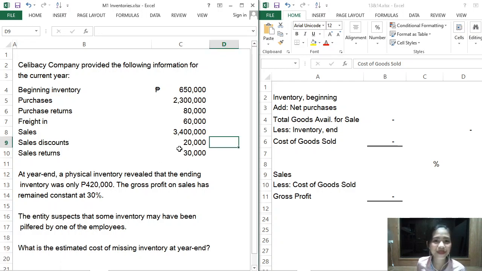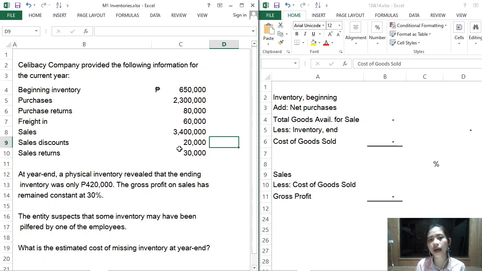Alright, so good day. We already discussed the concept and the nature of the inventory. Specifically, we mentioned how we account for inventories using the periodic and perpetual method, gross and net sales method, and we also discussed cost formulas like FIFO, weighted average, specific identification, and we also tackled LCNRV or lower of cost or net realizable value.